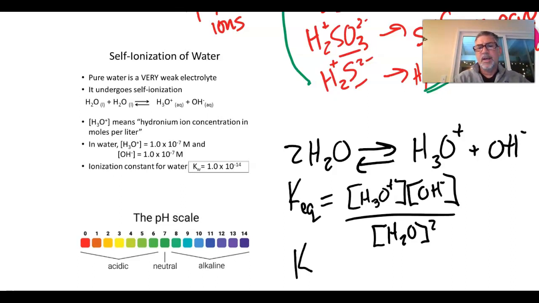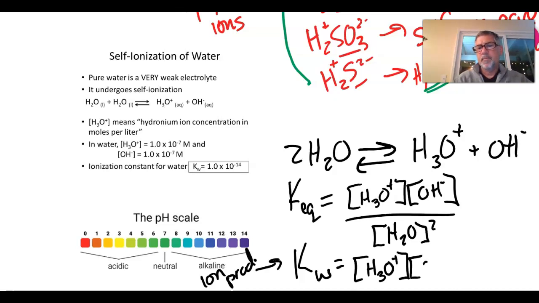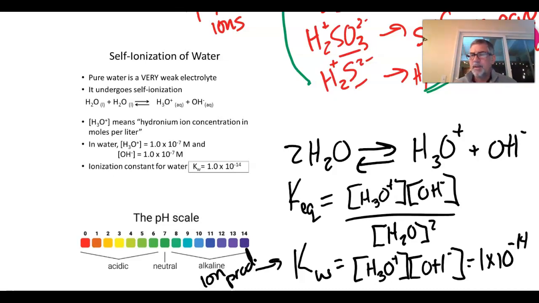Okay, but we're not interested in the Keq. We're interested in what's called the ion product. So this right here is the ion product. The Kw is simply the top part. And the constant for that, which I put up here at the top, is 1 times 10 to the negative 14. For water, it's always 1 times 10 to the negative 14. For anything in an aqueous environment, it's always 1 times 10 to the negative 14.